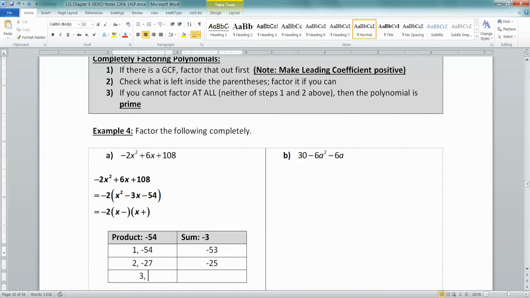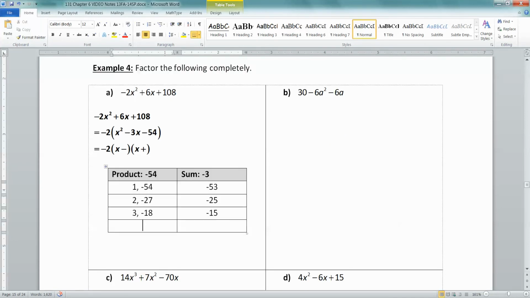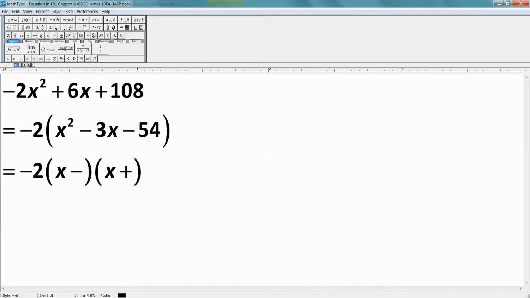3 and negative, let's see what goes into 3. 18? Yeah, 18. That's negative 15, so that's no good. And let's see, 4 doesn't go into 54. 5 doesn't go into 54. 6 goes into there, negative 9 times. There it is, negative 3. Ding, ding, ding. Okay, so that's the one. So I'm going to go minus 9 plus 6, or plus 6 minus 9, either way you want to write it.